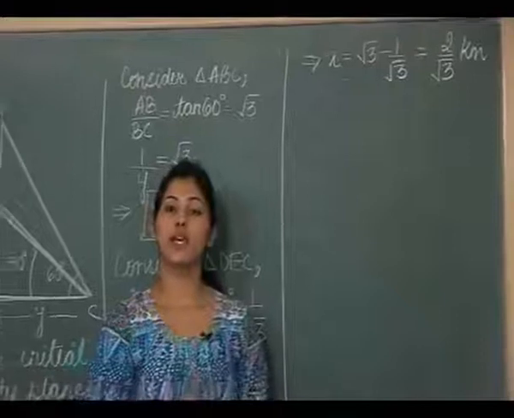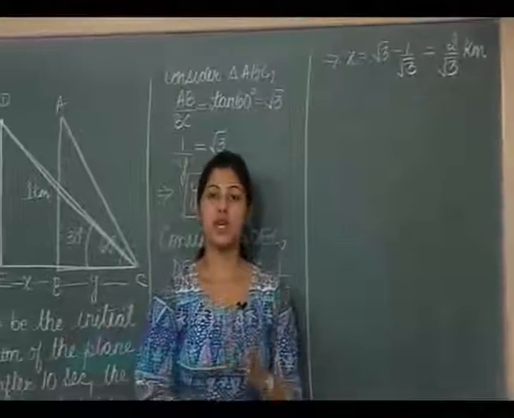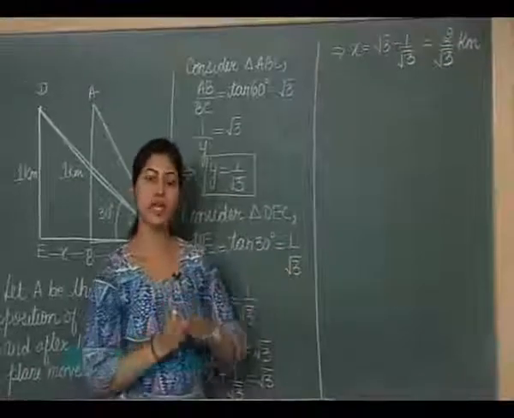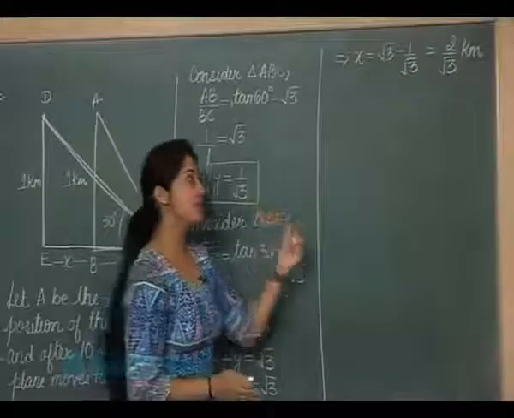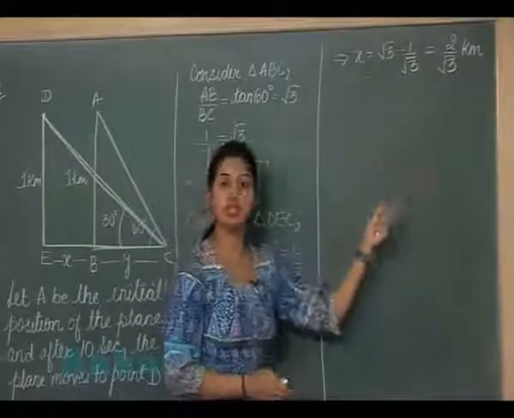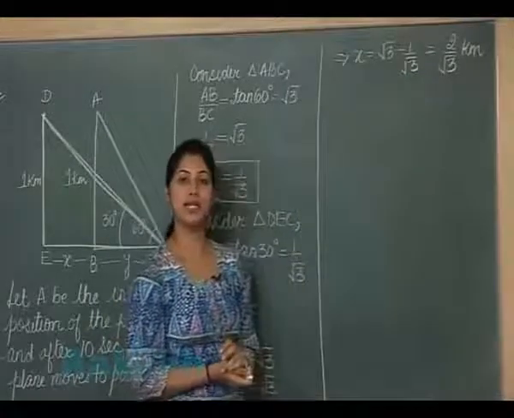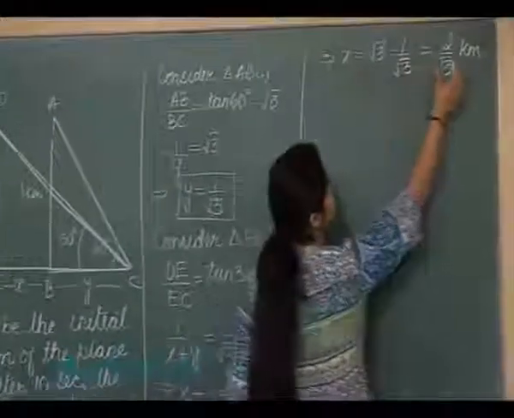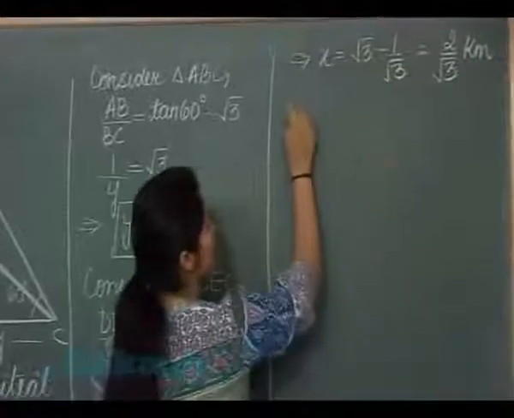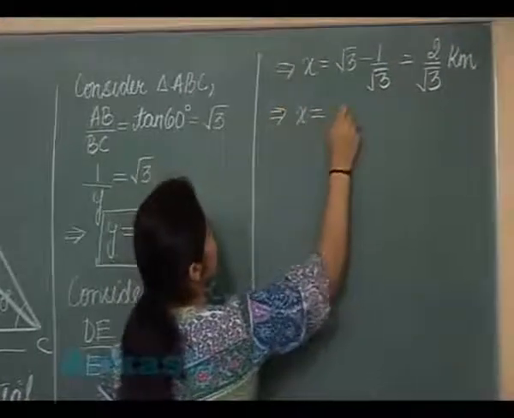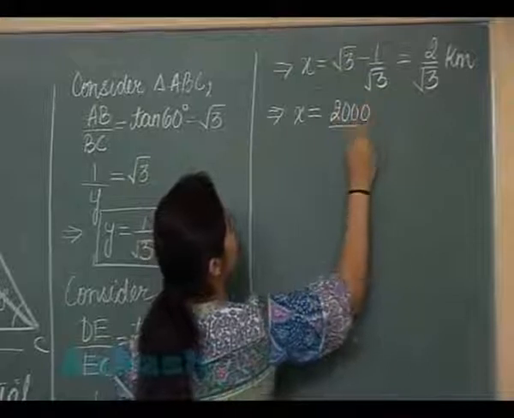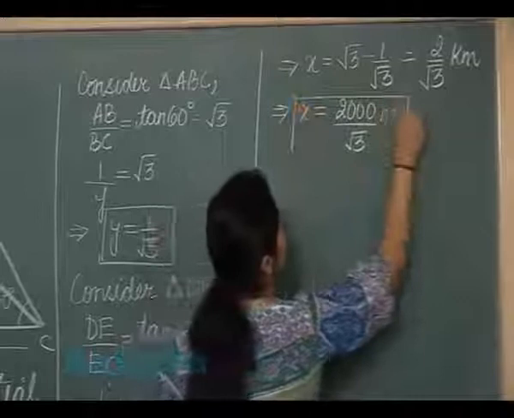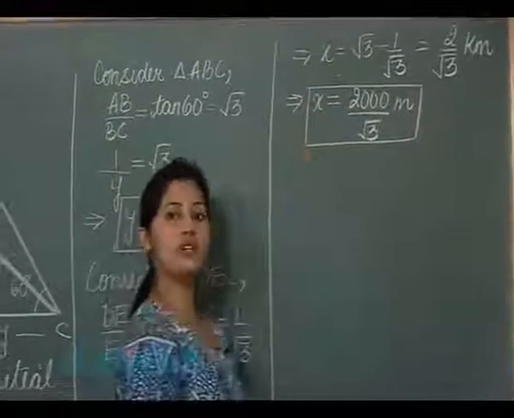Now student, we are given the time in seconds because we know that in 10 seconds the plane has travelled from point A to point D. So we will convert this distance also in meters so that we can find out the speed in meters per second. So now if x is equal to 2 by root 3 kilometers, then we can say that x is 2000 by root 3 meters. So here we have got the value of x.